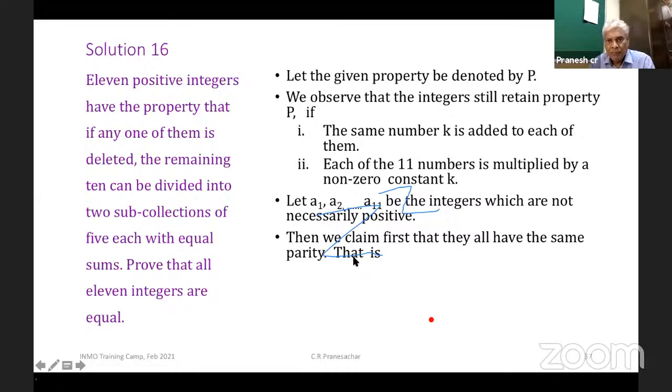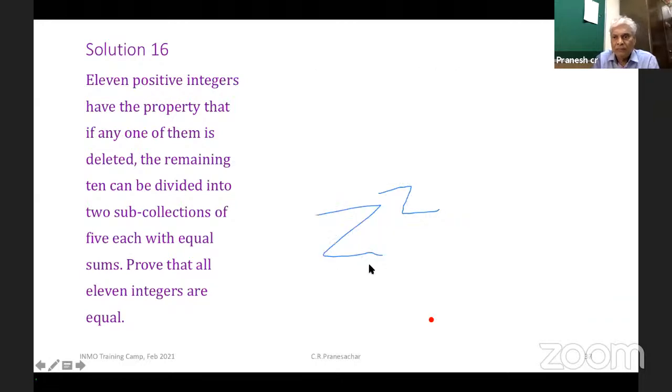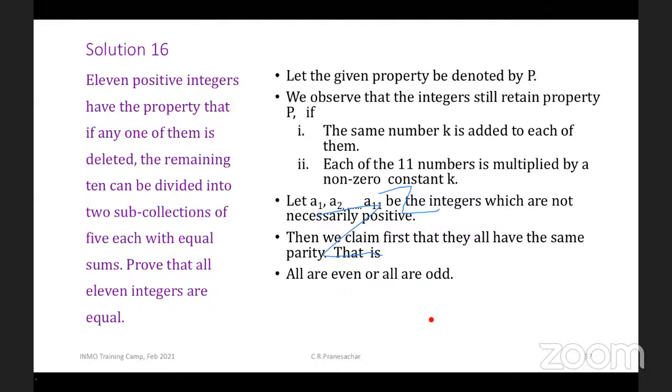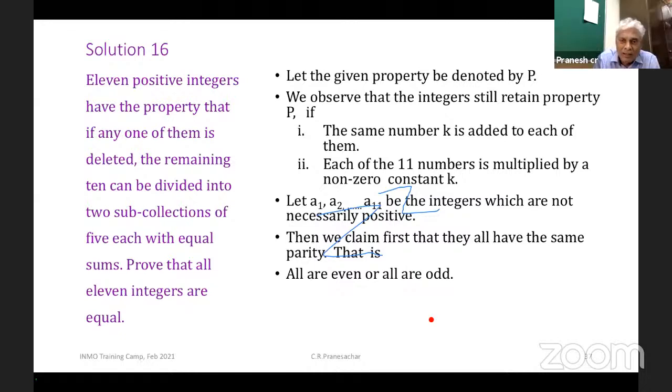Now we prove that all the 11 integers have the same parity. That is, all are even or all are odd. How do you prove that either all the given integers are odd or all are even? Because the sum minus any number is always even. Exactly. The net sum of 11 numbers.